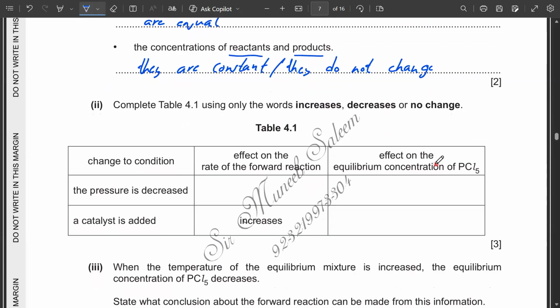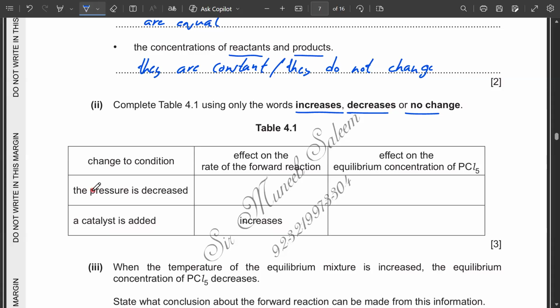You can write they are constant or they do not change. Then the next part is about a table. Complete table 4.1 using only the words increases, decreases, or no change. So you have to write only these words in the table. The first column is about the change to condition. What kind of change are they applying? They are applying pressure and using a catalyst.